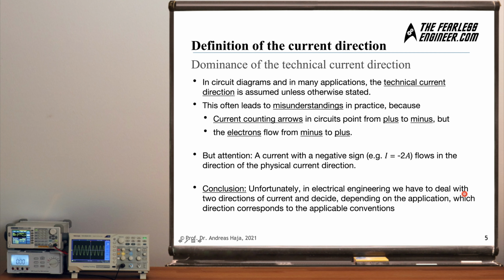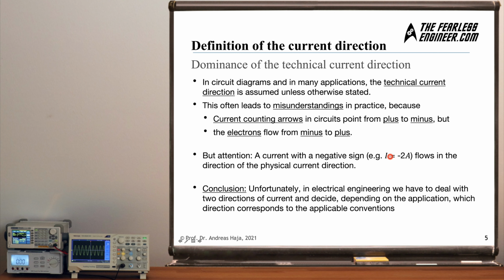So remember that in the circuit diagram we need to use the flow from plus to minus, and in a physical context, for example, when we look at the magnetic field created by flowing charges, then we need to respect the physical current direction. There are some cases when we have a current flow with a negative sign somewhere in a circuit, and if we see something like, for example, the current through a conductor is minus 2 amps, this means that the current is flowing in the physical current direction. A current with a negative sign is directed in the physical current direction.